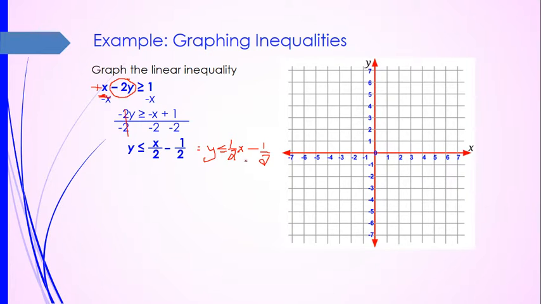So remember, I go to the y-intercept. In this case it's negative 1/2. And I would put a point there, right there. Here it is on this graph, -1/2 on the y-axis. Now I'm going to use my slope to get my second point, and then I'm going to connect them with a solid line. Then finally we'll decide, do I need to shade above or below?